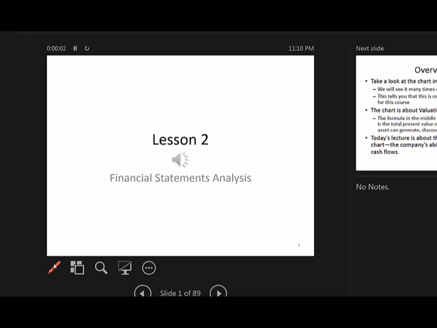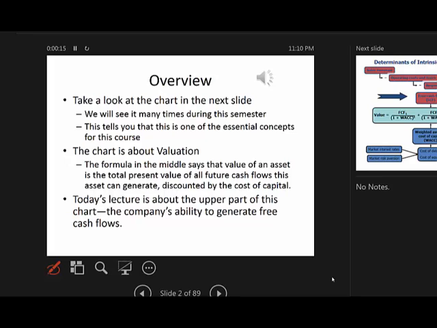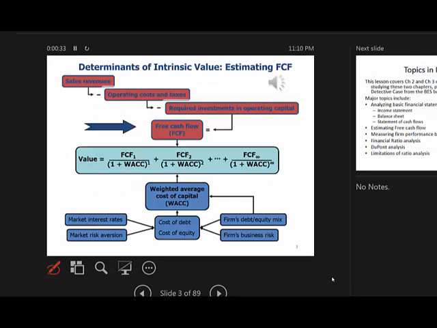This is Lecture 2, Financial Statement Analysis. Take a look at the chart in the next slide. We have seen it in the last lecture, and we will see it many more times during this semester. So this is telling you that this is one of the most essential concepts for this course. This chart is about valuation.